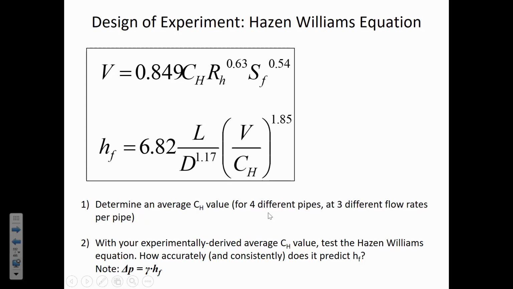Because if you look at the Hazen-Williams equation, the only unknown will be C sub H, because you'll measure the velocity indirectly. You'll have the flow rate and the diameter, and that gives you the velocity. You know the hydraulic radius, the S sub F you'll get from the measured pressure change, and so C sub H will be the only unknown, and you'll come up with an average C sub H under the range of conditions and across all the pipe diameters, and then you use that to come up with predicted pressure values and compare it to what was measured.